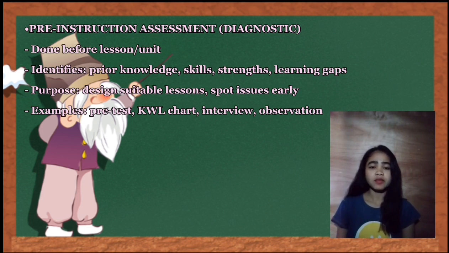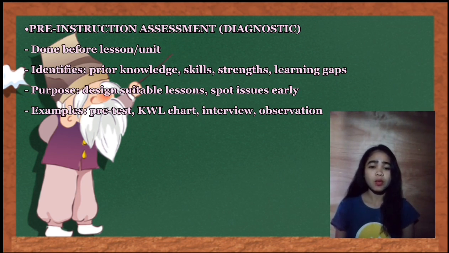First, it is done before a lesson or unit. It's done completely before a lesson or unit starts. For example, before teaching math about functions, we'll do this first. So, second, it identifies prior knowledge, skills, strengths, and learning gaps. So, the goal is for teachers to find out what students already know, what they can do, their strengths, and the things they still don't know. We call these learning gaps.